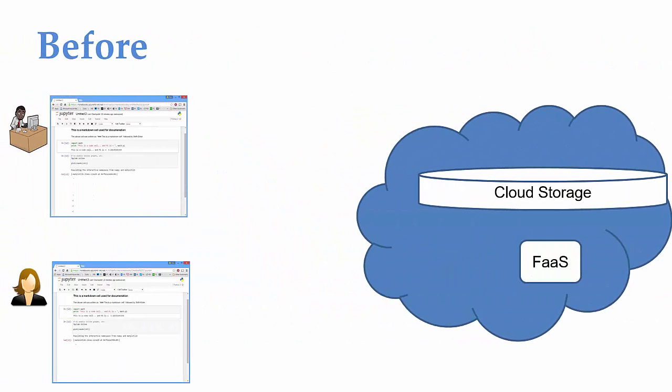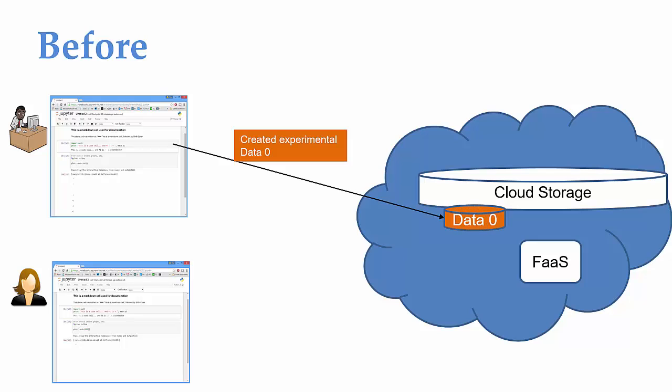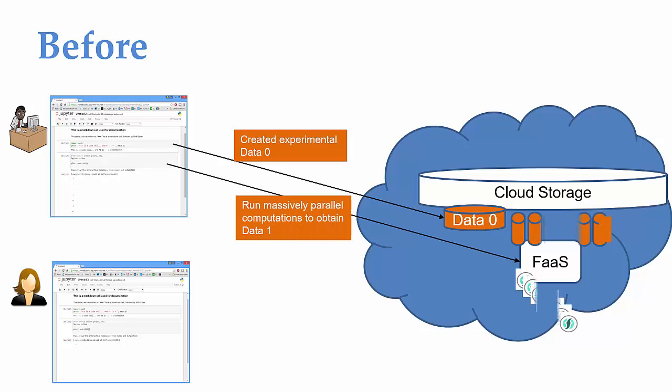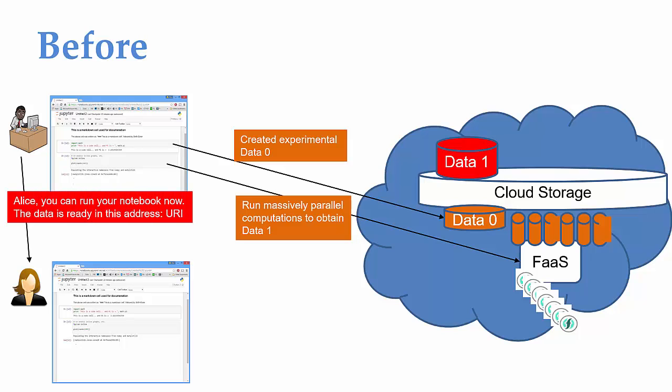So let's take a look at the before and after situation. Before serverless pipelines, as we've just described them, and after we introduce serverless pipelines. So let's say we have a team comprising Bob and Alice, and as before, some computations happen. So let's say Bob just creates experimental data set, data 0. Then it runs some massively parallel computation to obtain dataset data 1. At this point, Bob has to tell Alice explicitly, Alice, now the data 1 is ready. You can use it in your notebook now.